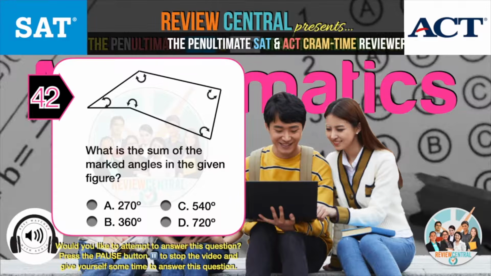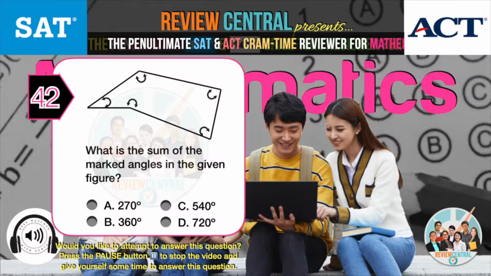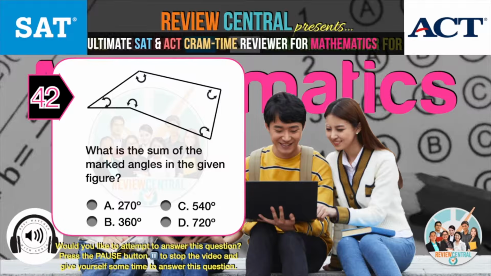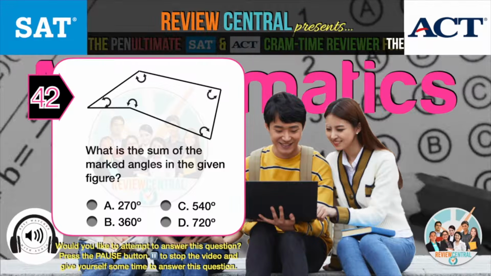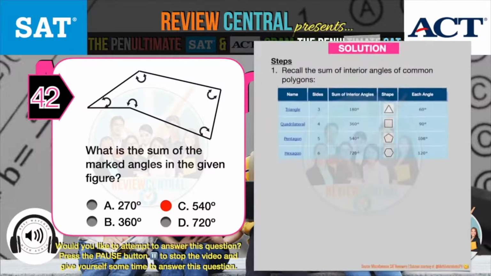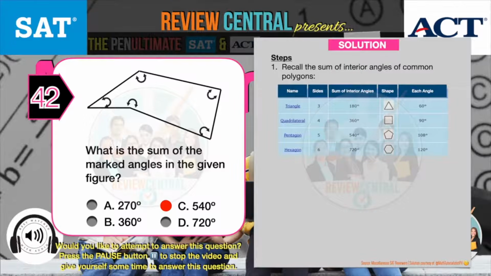Question number 42. What is the sum of the marked angles in the given figure? A. 270 degrees. B. 360 degrees. C. 540 degrees. D. 720 degrees. The correct answer is C. 540 degrees. Simply recall that the sum of the interior angles of any 5-sided polygon is 540 degrees.